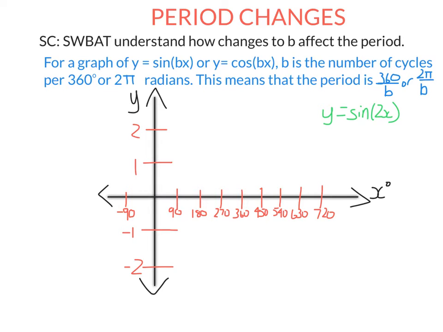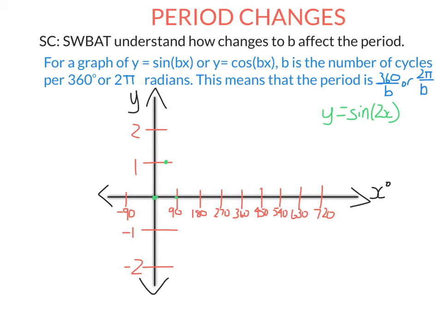So sine still starts at the mean position. If you haven't moved it up or down, it's the origin. The first peak of sine is normally at 90 degrees. But because things are happening twice as quickly, it's going to be halfway through, at 45 degrees. And then it normally returns to the axis at 180 degrees, but because everything's happening twice as fast, it's going to be at 90 degrees.